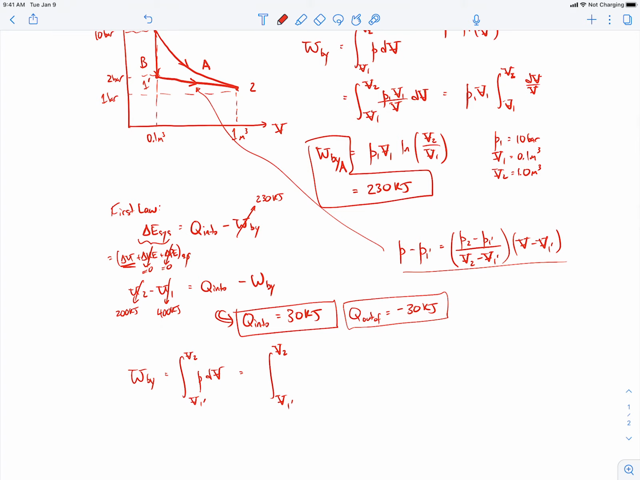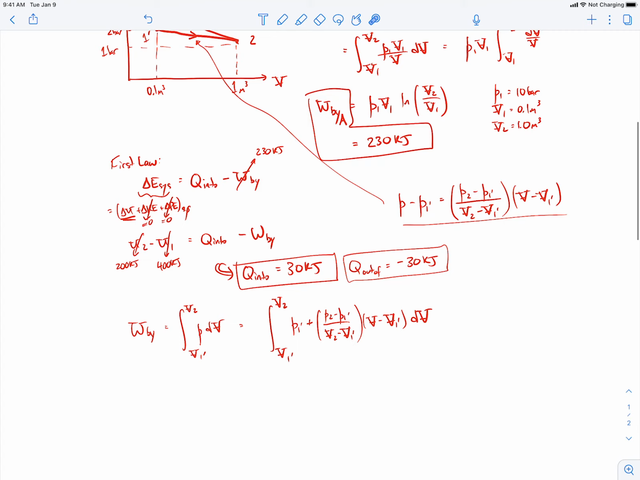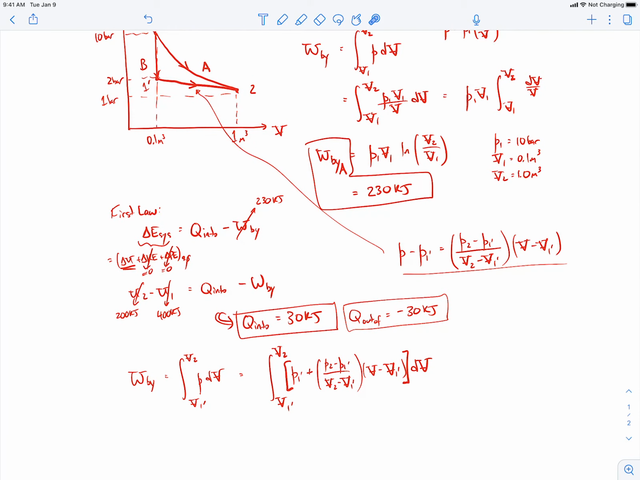That's just describing that path there. So when I plug in the pressure down here, it'd be P1 prime plus P2 minus P1 prime over V2 minus V1 prime in the denominator, times V minus V1 prime, dV. And then the limits of integration are V1 prime to V2. Okay, so we can do that integral. By the way, I should be a little more careful with my parentheses. This one, of course, is a little more complicated, but it's still certainly doable. And by the way, we know what P1 prime is. P1 prime is 2 bar.